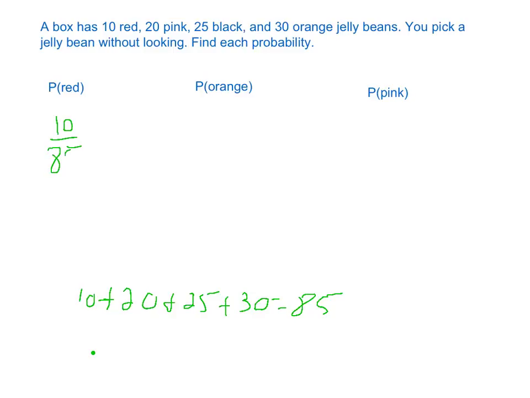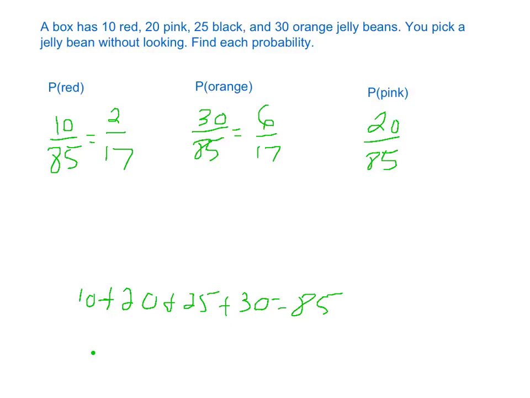So out of the 85 jelly beans, 10 of them are red. But that can be reduced. Both of these are divisible by 5, so this reduces to 2/17. Now the orange, there are 30 orange, and we already know that there are 85 total jelly beans. These are both divisible by 5 as well, so this can be reduced to 6/17. And the pink jelly beans, there's 20 of them, and we know there's 85, but that can be reduced. If we divide both of those by 5, we get 4/17.